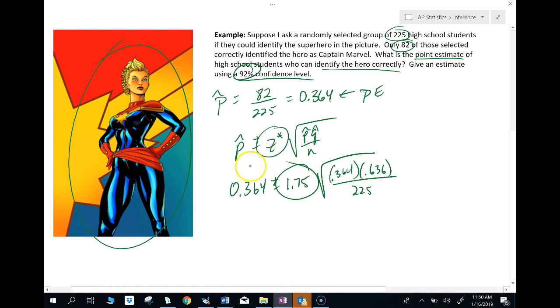So there you go, guys. This is how you find z-star, and then you just calculate that and interpret it like I did in the previous video. That's it. Finding z-star if you're given a different level of confidence.